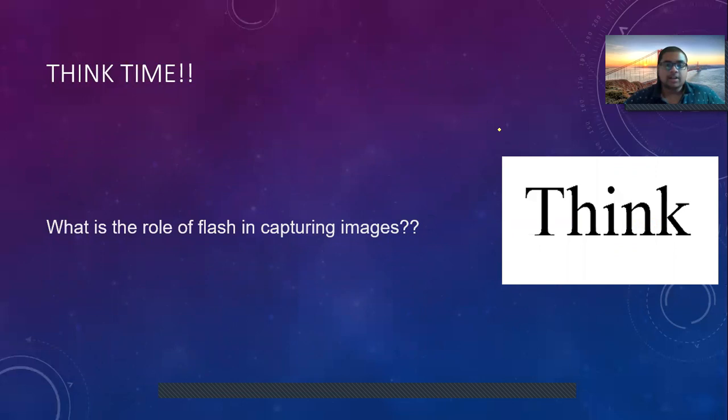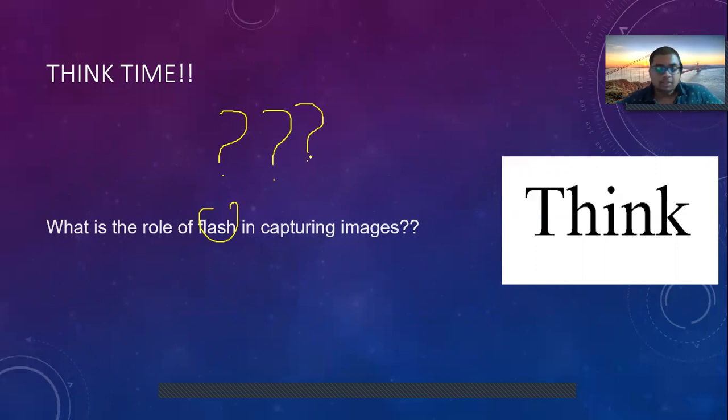And here's the thing, time for all of you. What is the role of flash in capturing images? You might have used your mobile phones or maybe a camera as well. A very important property of both mobile phones and cameras is that they have flash. What does flash do?